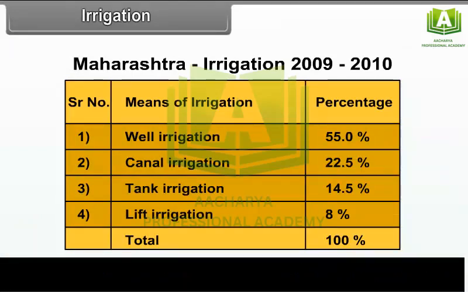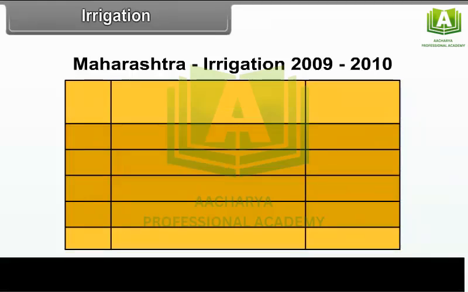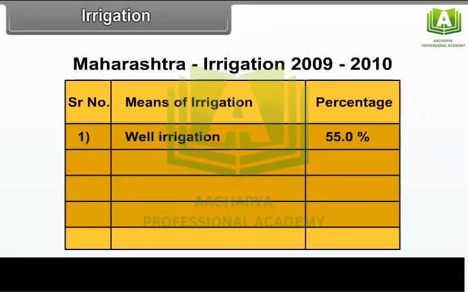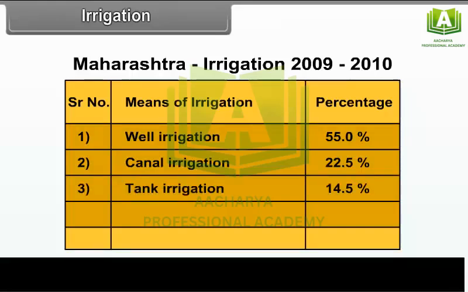Table number 2.1. Maharashtra, irrigation 2009 to 2010. Number 1. Means of irrigation, well irrigation. Percentage 55.0. Number 2. Means of irrigation, canal irrigation. Percentage 22.5. Number 3. Means of irrigation, tank irrigation. Percentage 14.5. Number 4. Means of irrigation, lift irrigation. Percentage 8.0. Total 100%.